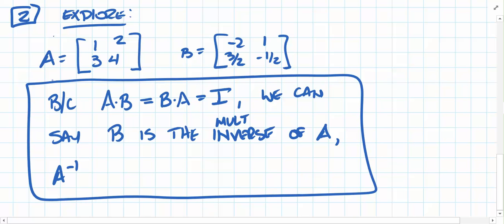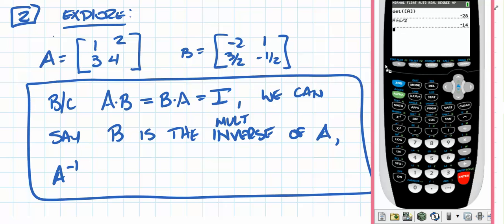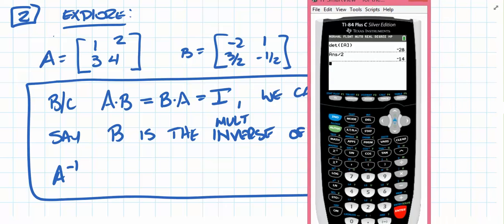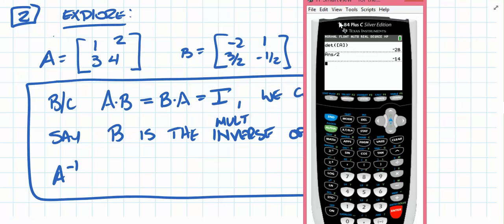A inverse. So this should already be in your calculator, so I'll show you. Bring this down over here. Okay. So your calculator is also really good at figuring out inverses, okay?